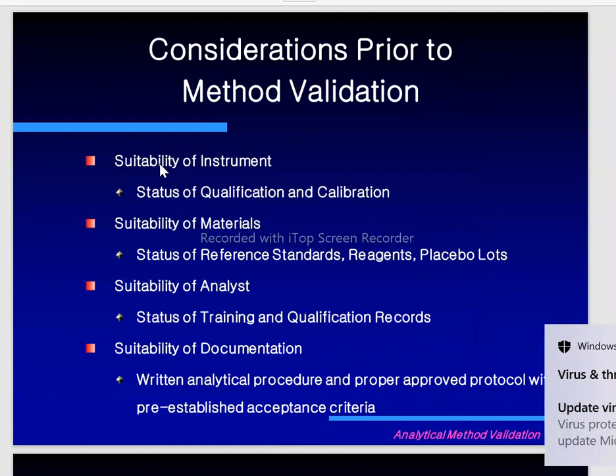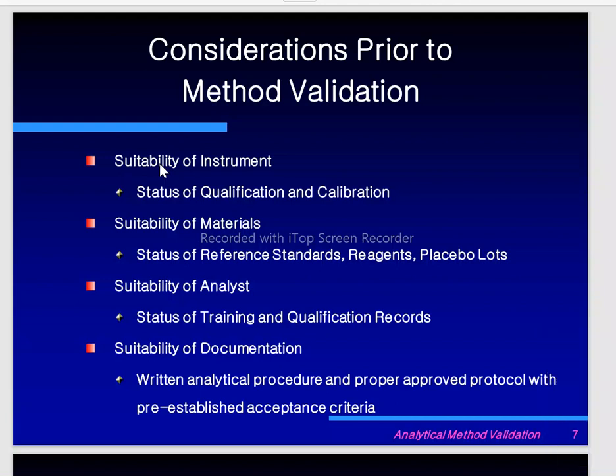So what things do you have to consider prior to starting the method validation? Some resources you need to arrange or adjust prior to starting the method validation. The first thing is the suitability of instrument. You can ensure the suitability of instrument by ensuring the status of qualification and calibration. Suitability of material, that is the status of reference material, reagent, placebo, lots, etc. Either it is not expired and the COA is available. All these you have to verify prior to starting validation.